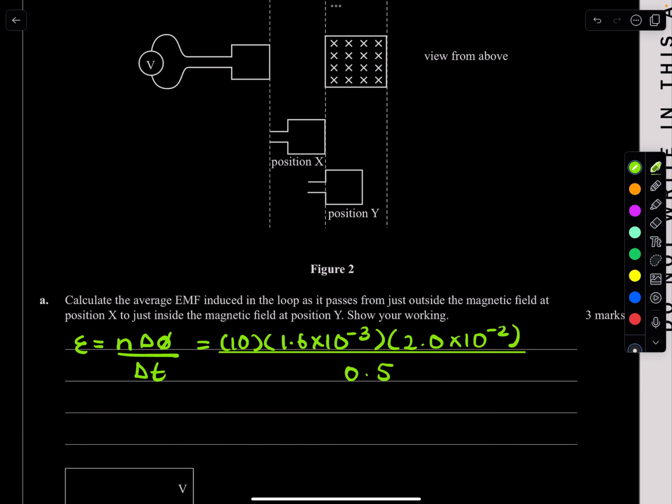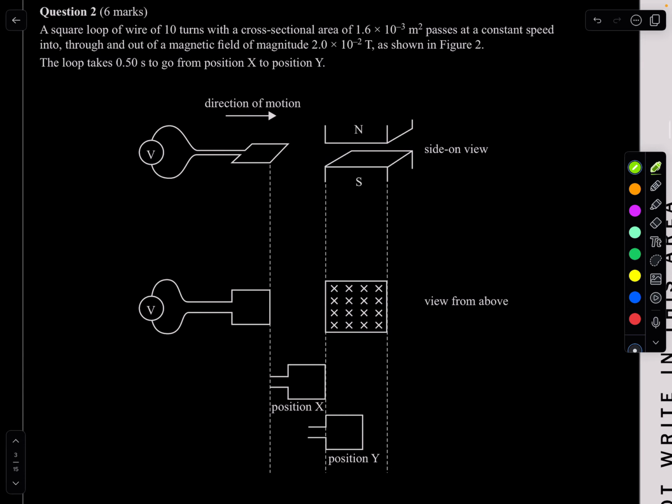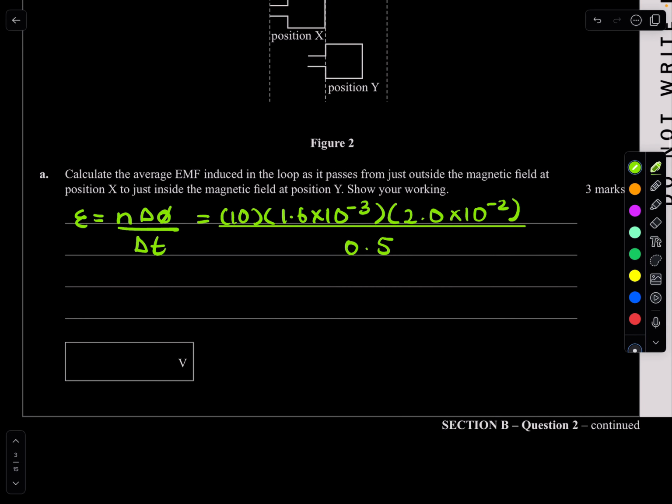Putting that all in my calculator, I get, to how many significant figures? Well, they'll all be 2, so it will be 6.4 times 10 to the power of negative 4 volts, negative because it's going the other way. Beautiful.